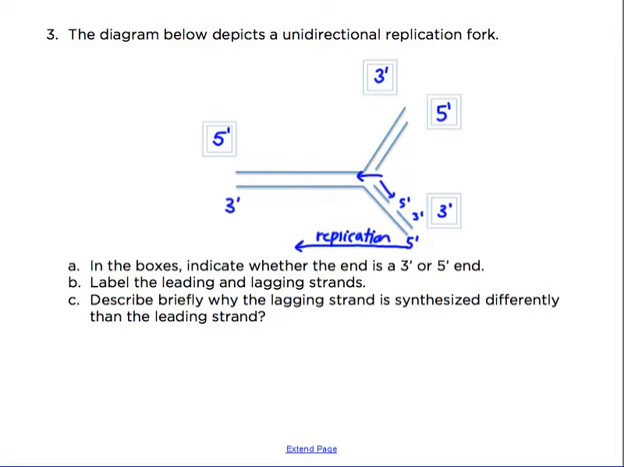Now it says label the leading and lagging strands. So this one is leading as there's only one fragment. And these here are the lagging strand. And even though they're fragments now, later on, after DNA replication has been done, DNA ligase will come and join these fragments together. Now it says, describe briefly why the lagging strand is synthesized differently than the leading strand.